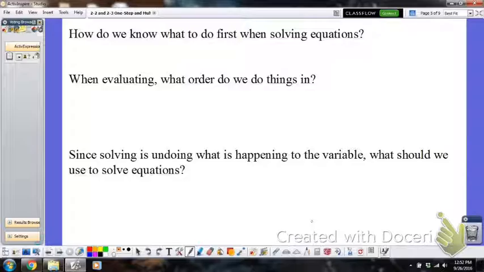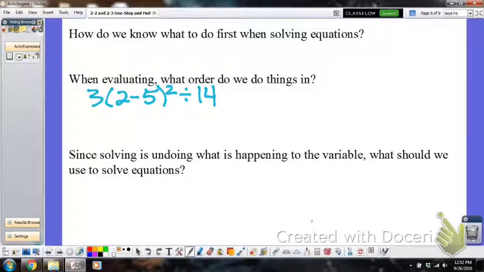However, sometimes we look at equations and we're not really sure what to do first. So we ask ourselves, how do we know what to do first when solving equations? And to answer that question, let's answer these next two questions. So when evaluating, what order do we do things in? If I had something like 3 times 2 minus 5 squared divided by 14, what order would I do it in? Or how do I know what order I would do it in?